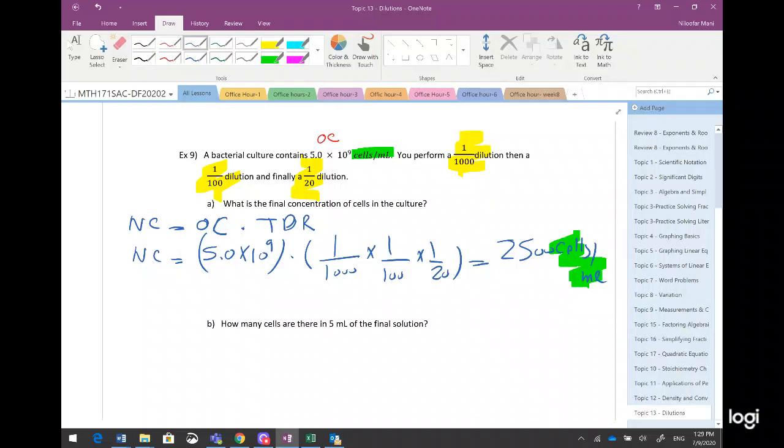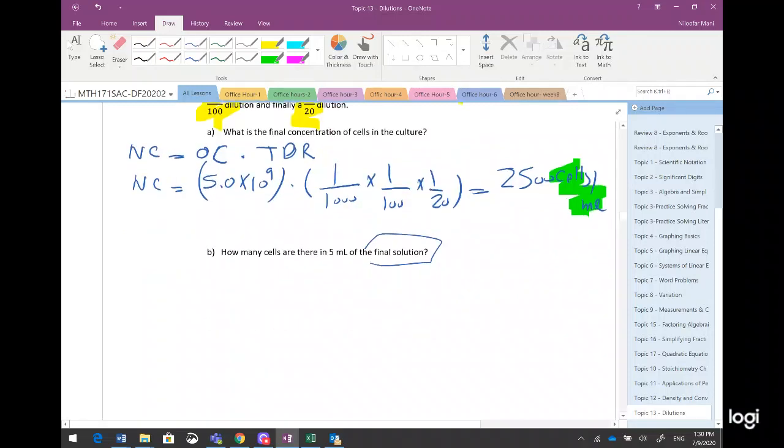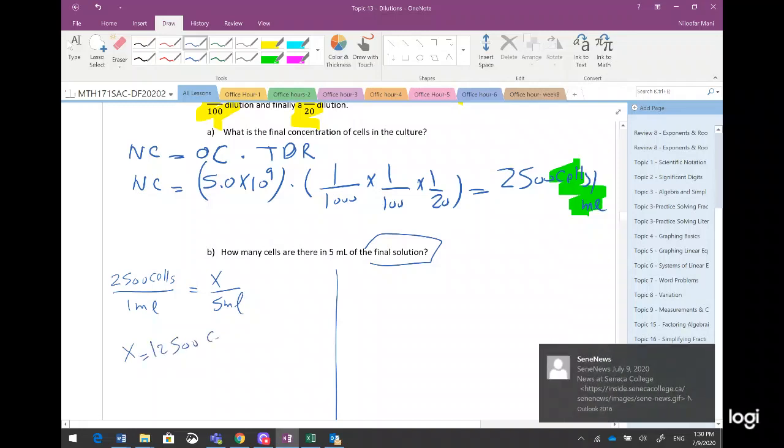Now it says how many cells are in 5 milliliters of final solution. See, it says final solution, not the original one. I can do this two ways, and I want to show you both. With proportion: 2500 cells per 1 milliliter, how many for 5 milliliters? So X is 12,500 cells.